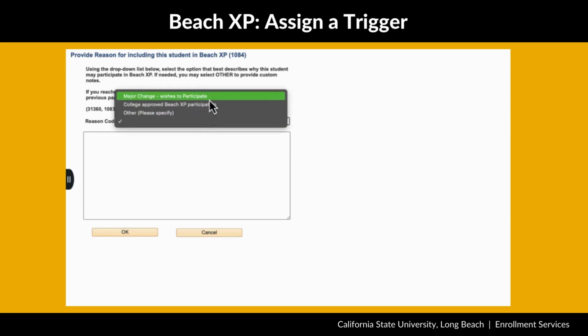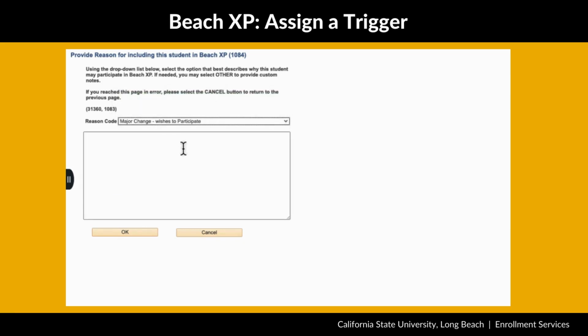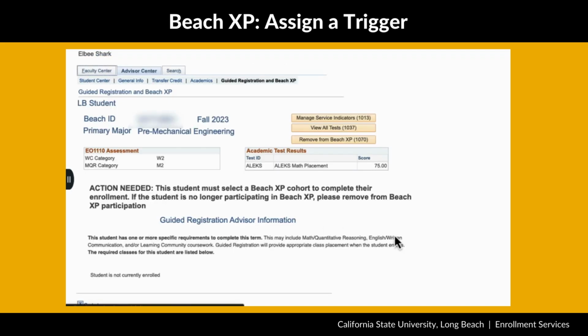Use any of the options in the drop-down menu which best describes your reason. You can use the Other Option text box to include a comment or explanation. Once you click OK to submit, you will return to the Guided Registration and Beach XP page. An alert message will display asking you to contact the student to complete the assignment process using Student Self-Service Enrollment in Student Center.